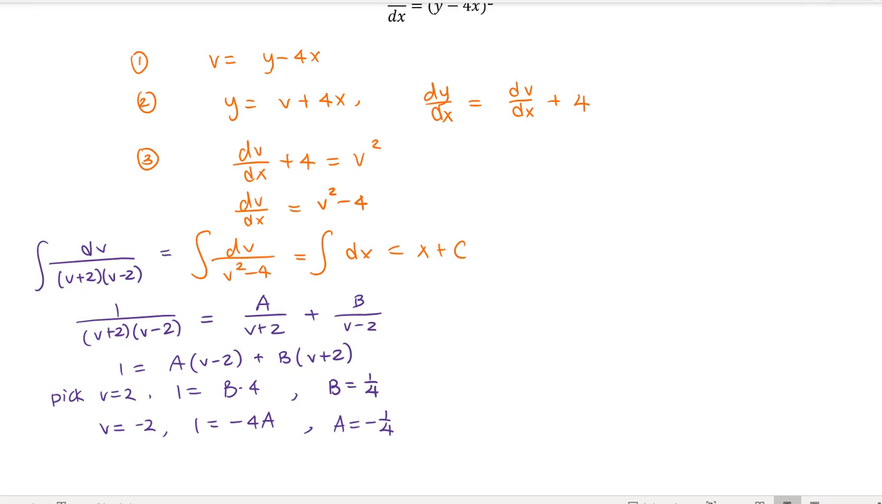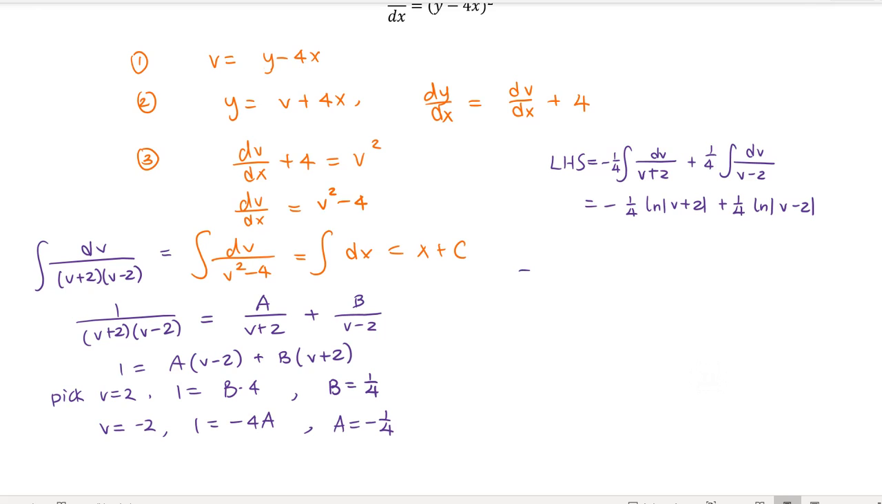Now we get the left-hand side. What is the left-hand side? With a equal to minus 1 over 4, we have minus 1 over 4 times dv over v plus 2, plus 1 over 4 times dv over v minus 2. By the chain rule, this is ln of the absolute value of v plus 2, and this is ln of the absolute value of v minus 2. So far, so good, everyone. And that's it, right?